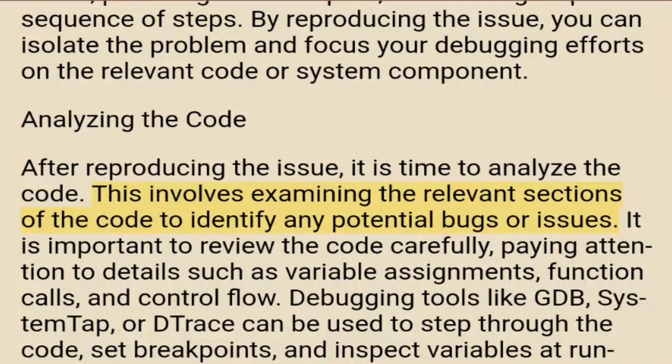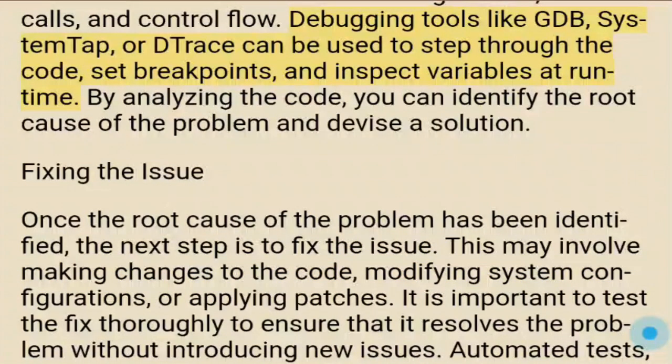Analyzing the code. After reproducing the issue, it is time to analyze the code. This involves examining the relevant sections of the code to identify any potential bugs or issues. It is important to review the code carefully, paying attention to details such as variable assignments, function calls, and control flow. Debugging tools like GDB, SystemTap, or dtrace can be used to step through the code, set breakpoints, and inspect variables at runtime. By analyzing the code, you can identify the root cause of the problem and devise a solution.